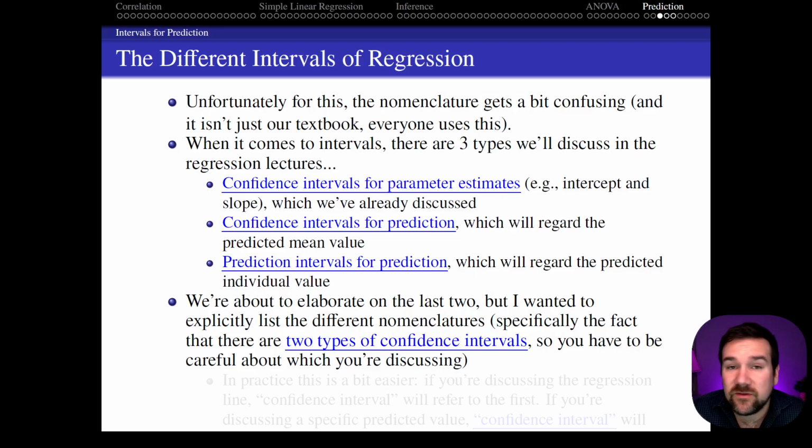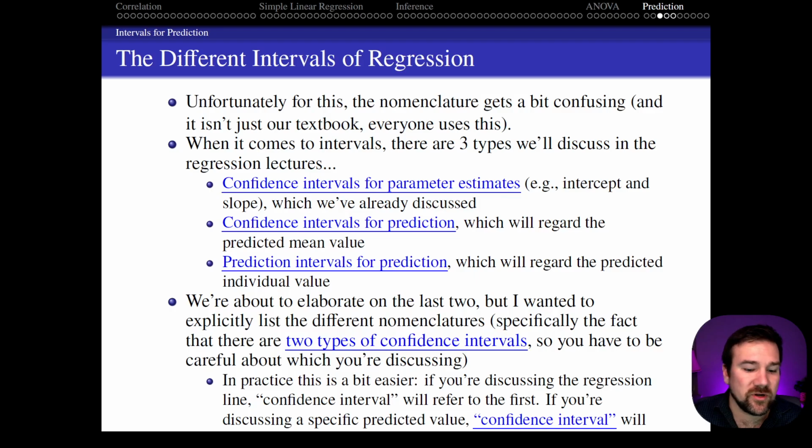Again, we're about to elaborate on the last 2. Those are the new ones that we're talking about in the prediction context, but sometimes those first 2 can get really confusing. And so I wanted to explicitly list out all the different terms here and talk about that. Specifically, that there are 2 different types of confidence intervals. This seems super confusing, and in a way it is, but in practice, it's not too bad. Essentially, if you're looking at the regression line, or talking about the slope, the confidence interval is going to be talking about the first one, right? The confidence interval for the slope, or the confidence interval for the intercept.